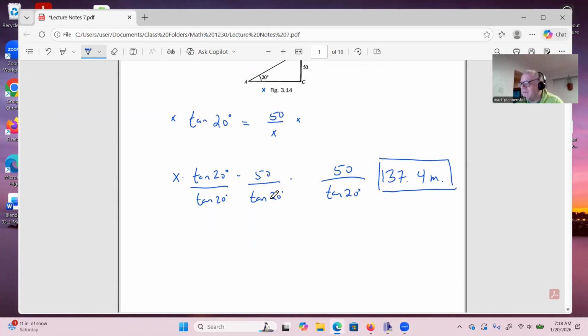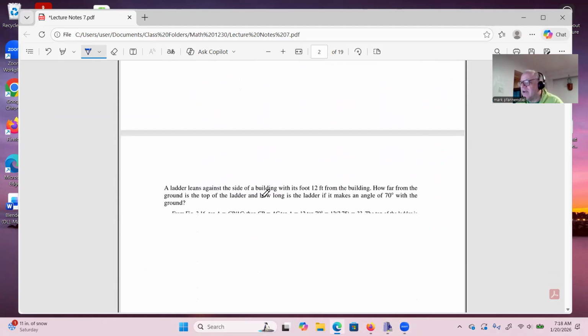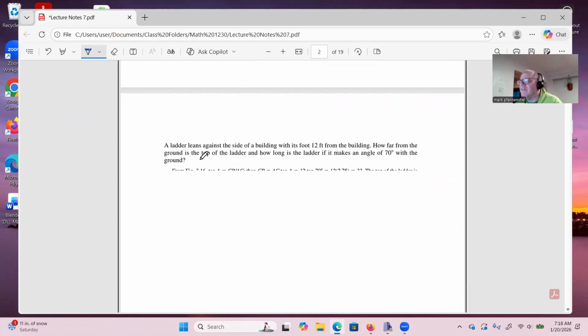Okay, let's do another one. We have a ladder leaning up against the side of a building. The foot is 12 feet away from the building. How far is the ground from the top of the ladder?